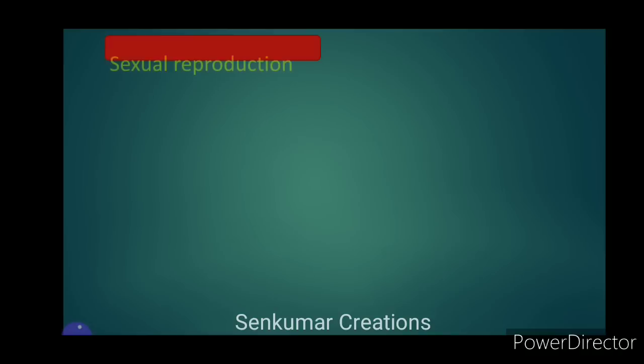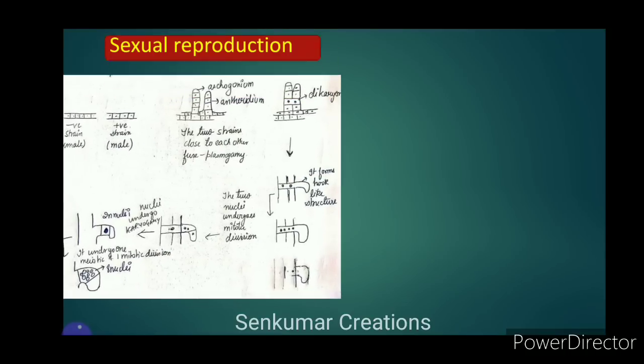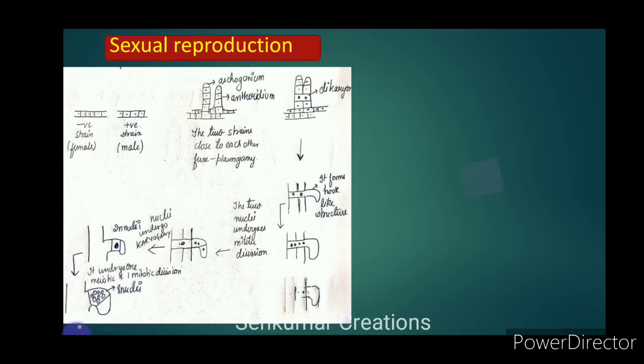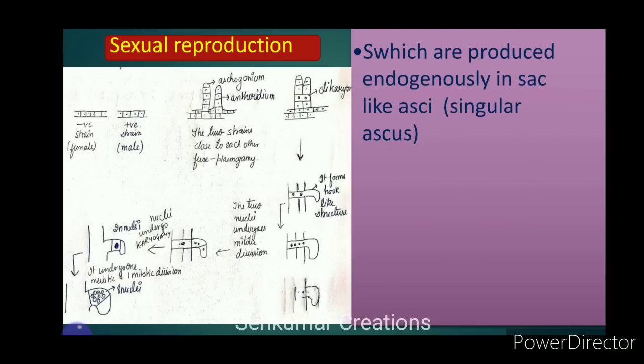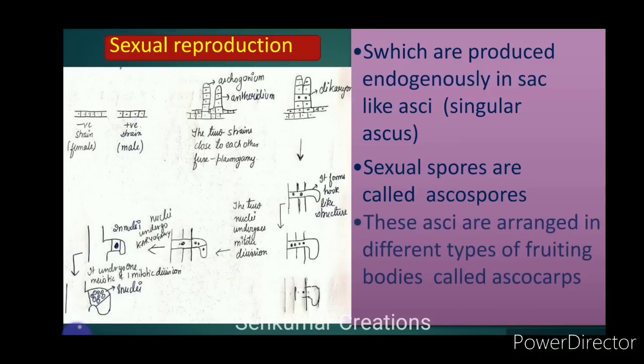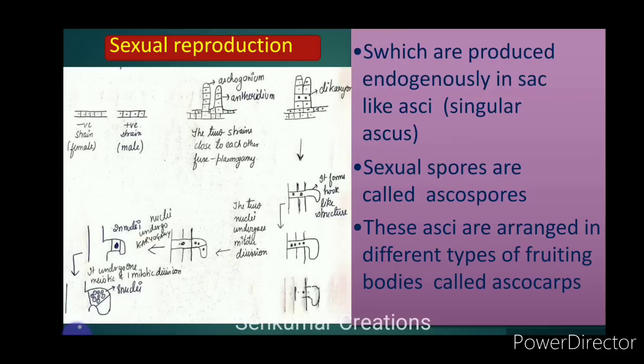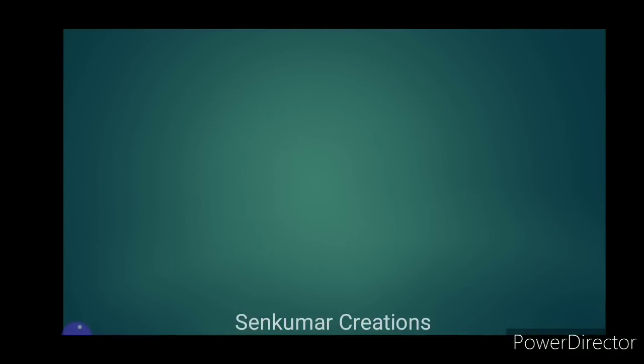And next is the basidiomycetes. Okay, before that we can see the sexual reproduction. How is it found? You can see this picture clearly. Spores are produced endogenously in sac-like asci, singular ascus. See this picture clearly, where asci are formed, and the sexual spores are called ascospores. These asci are arranged in different types of fruiting bodies called ascocarps. See this picture, then you can understand clearly.